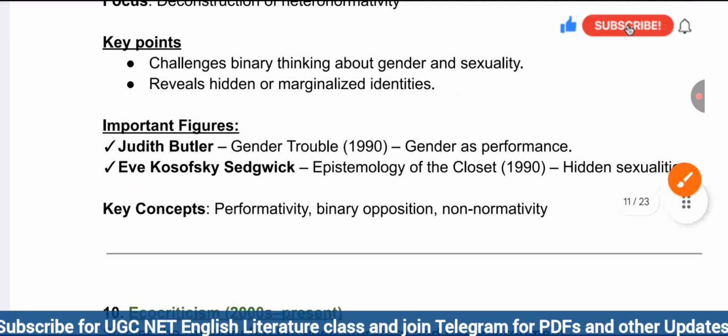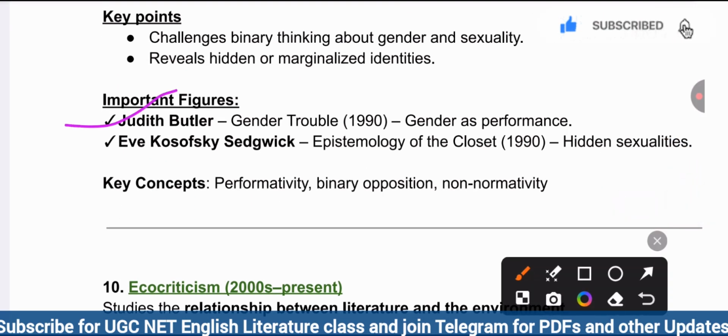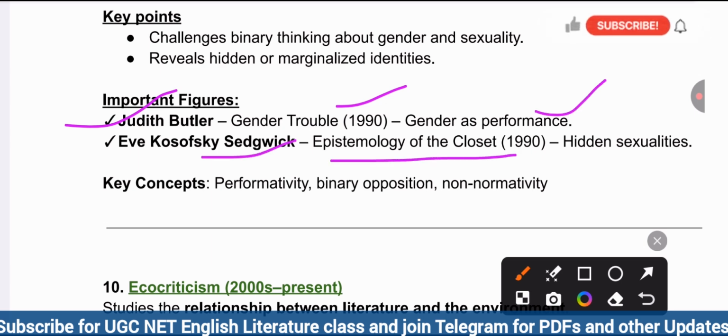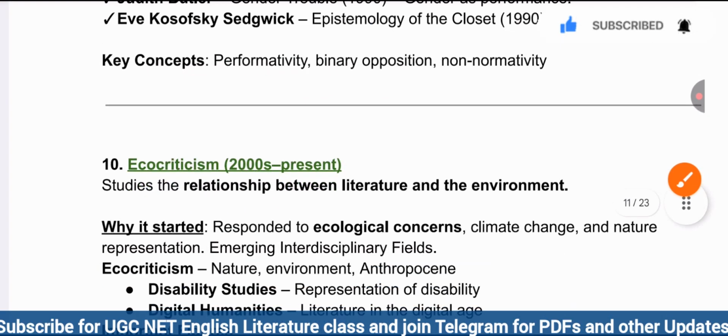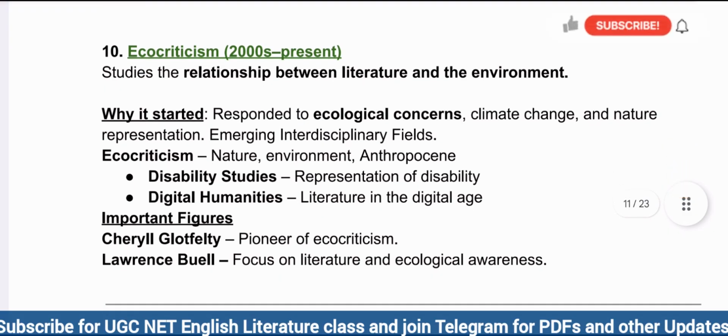Important figures: Judith Butler, Gender Trouble, gender as performance; she talked about that. Eve Kosofsky Sedgwick, Epistemology of the Closet, 1990, hidden sexualities. The key concepts: performativity, gender performativity, binary opposition, non-normativity, and also heteronormativity. Do remember.